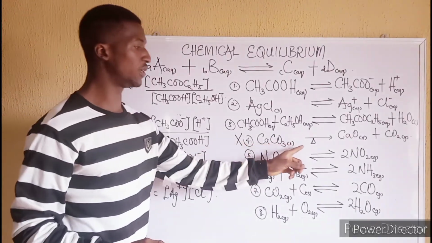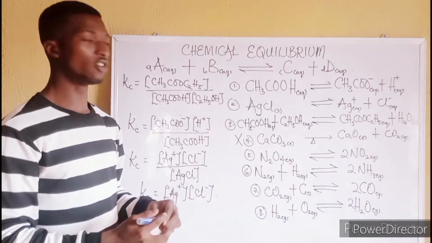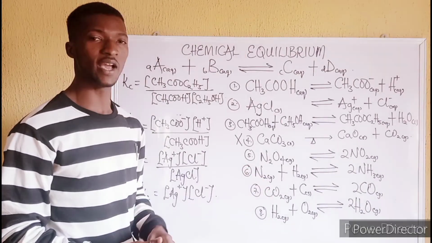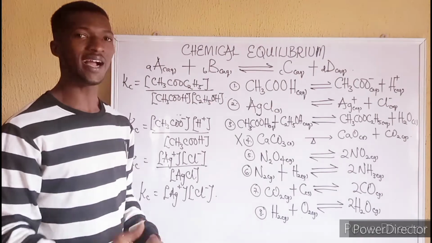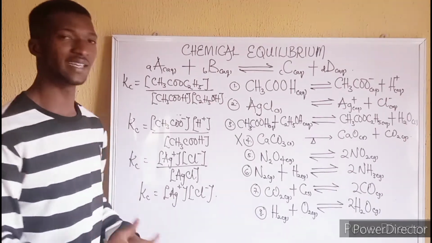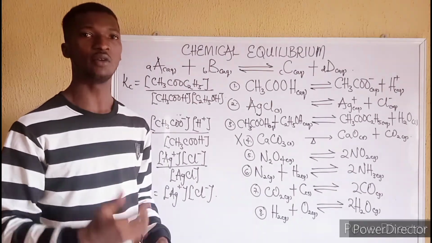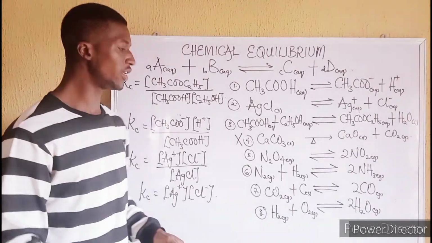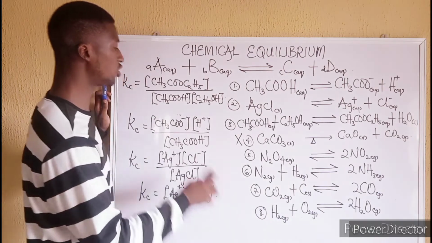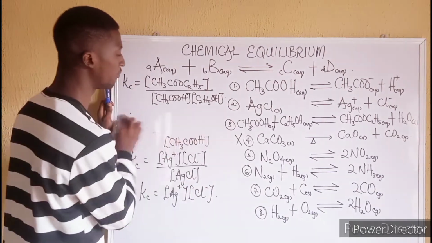Reaction 4 is not said to be at equilibrium because it is not reversible. For the 5th reaction, this reaction is occurring in a gaseous state. For reactions in gaseous state, we don't consider the molar concentration. Rather, we take note of the partial pressure of the components of the reaction. So here, instead of the concentration, we'll be considering the partial pressure.